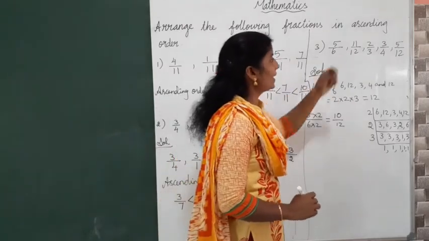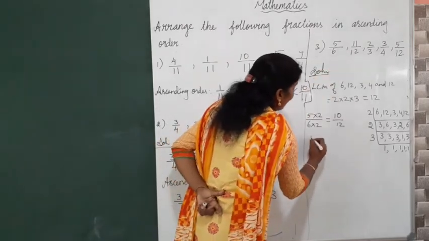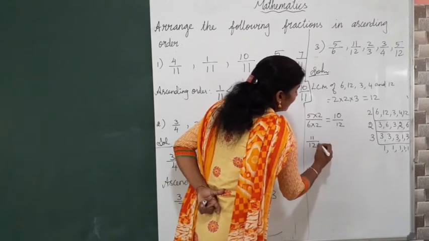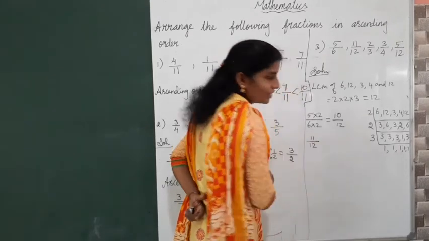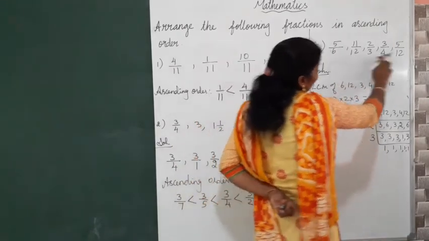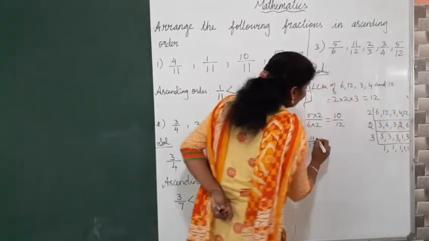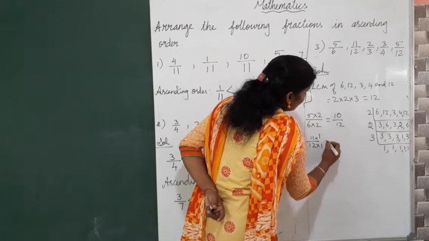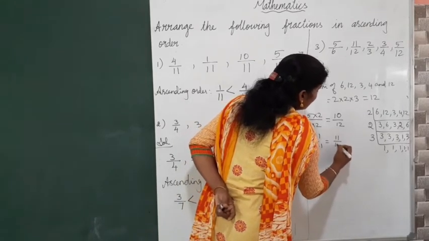Now we can write the second fraction. 11 by 12. Already we have 12, isn't it? So no need to change, isn't it? No need to change this. Otherwise we can multiply by 1. That is also correct. 11 by 12.